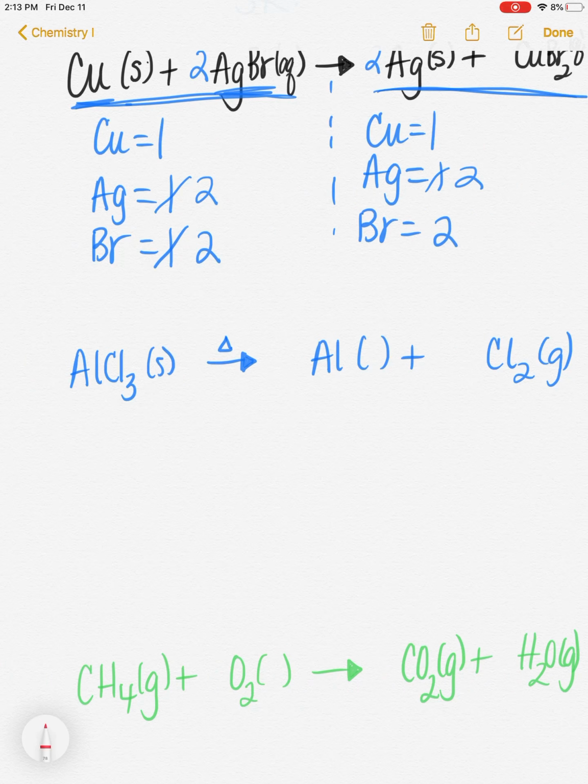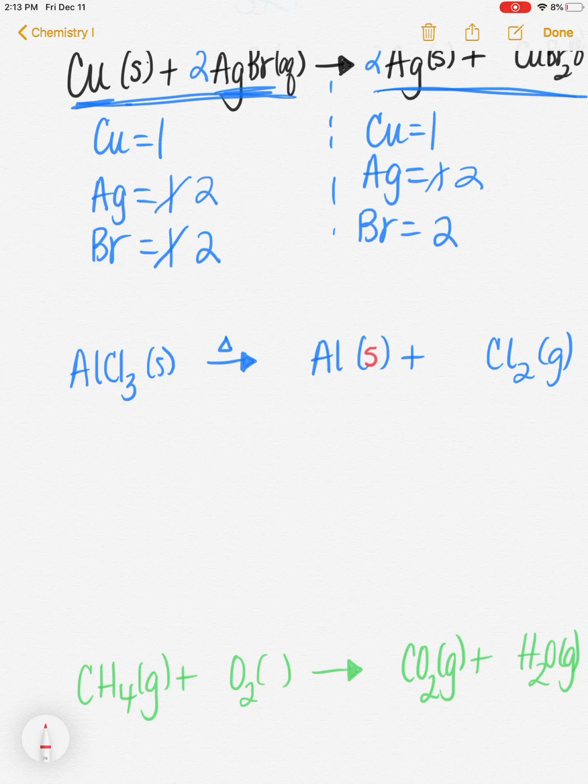So the next reaction, I have AlCl3 solid. Put a yields arrow. The little triangle tells me that this is heated up. Then I have that turns into aluminum. I look on my periodic table and the phase label for aluminum is solid, plus chlorine gas. Now I put Cl2 because chlorine is one of those diatomic elements that comes in pairs.